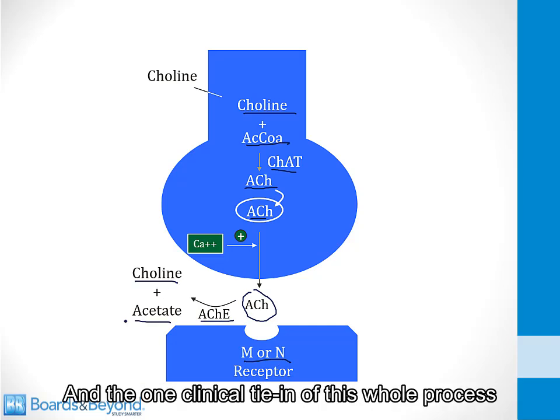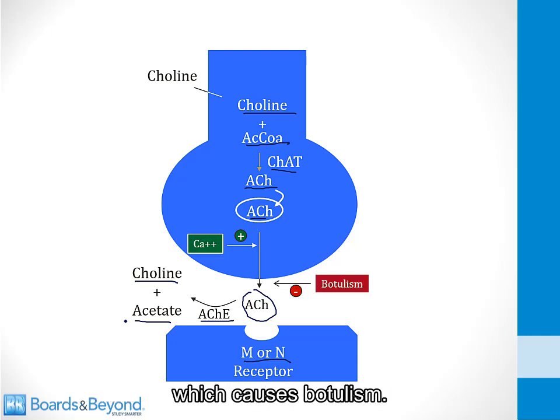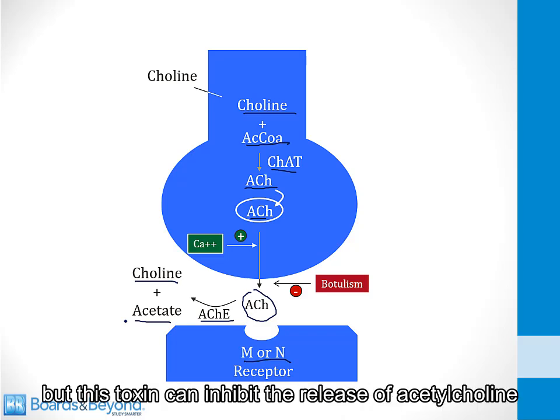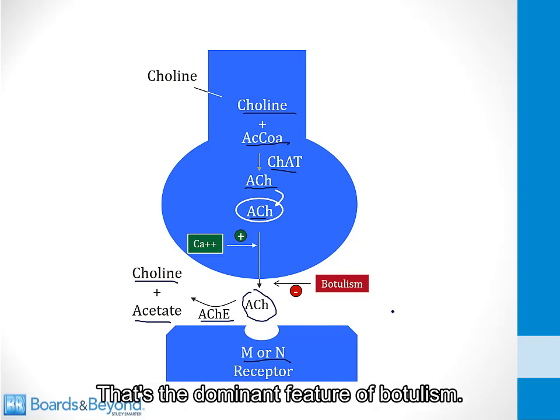And the one clinical tie-in of this whole process that you should definitely know is botulinum toxin, which causes botulism. I talk about this in the infectious disease videos, but this toxin can inhibit the release of acetylcholine from nerves that innervate muscle cells, and that's why it can cause paralysis. That's the dominant feature of botulism.